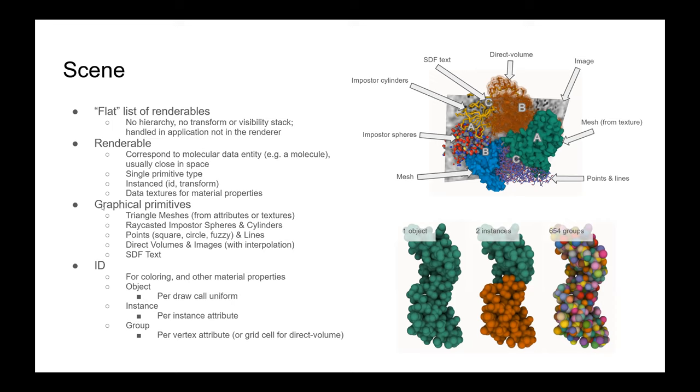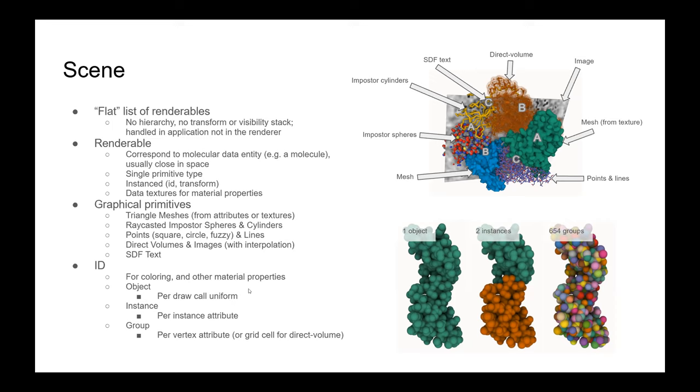And we support a bunch of graphical primitives. One is triangle meshes; I created a scene with all of them here in the top right. For triangle meshes, we can load them from attributes, but we can also load the positional and normal data from textures, because we have a compute pipeline where we create the meshes on the GPU. Then we do raycast impostors for spheres and cylinders, which greatly reduce the geometry data we need to send to the GPU. And then we have basic points and lines, direct volumes, images, and some SDF text to put labels on.